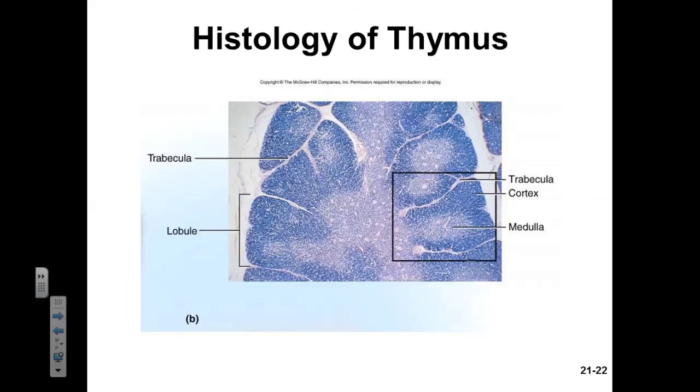So if we look at a thymus, we'll have some special tissues on the outside and different tissues on the inside. We have the cortex and the medulla. We're also going to have some lobes and indentation in the thymus.